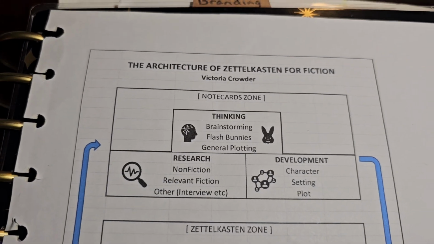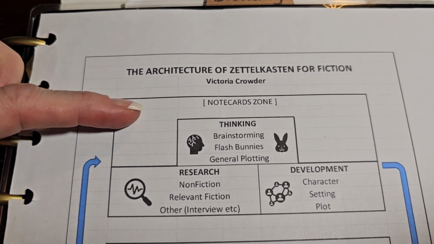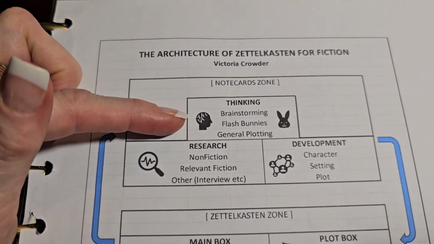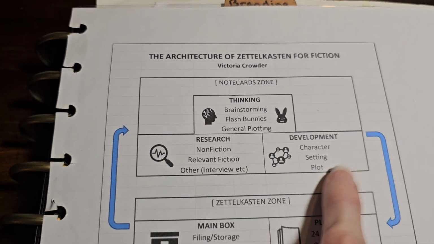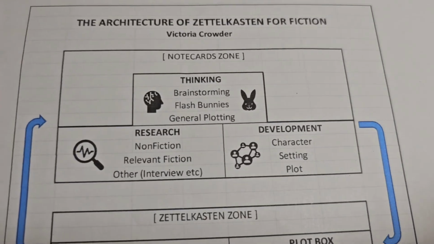The first thing you see up here at the top is the note card zone. The note card zone is where you're doing your thinking, okay? So between thinking, research, and development, those are the areas from which you create note cards.